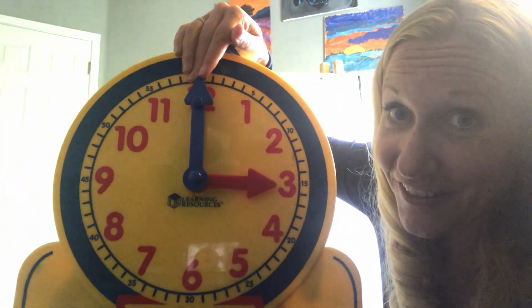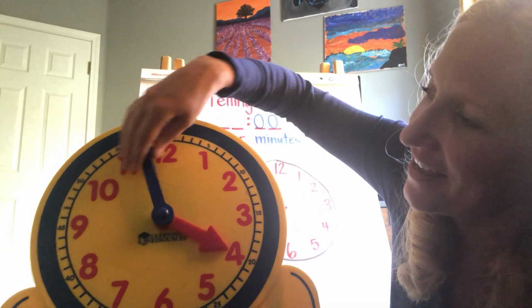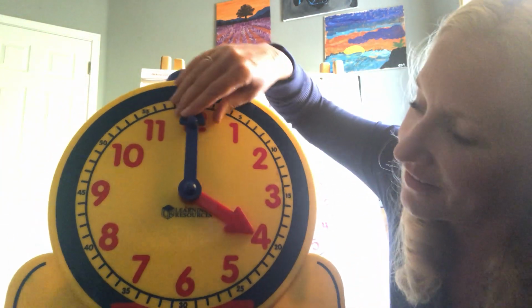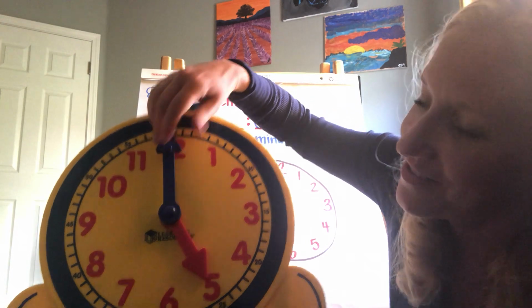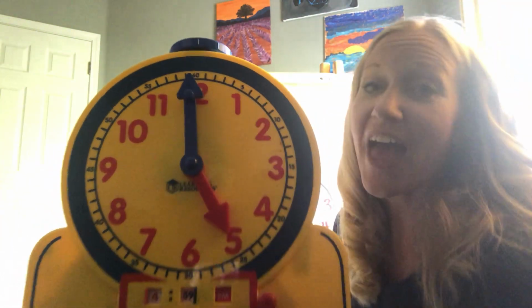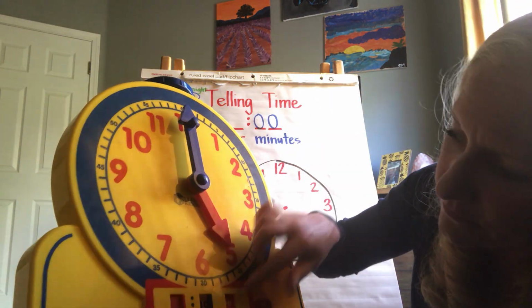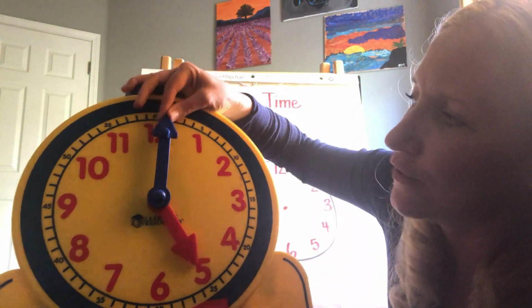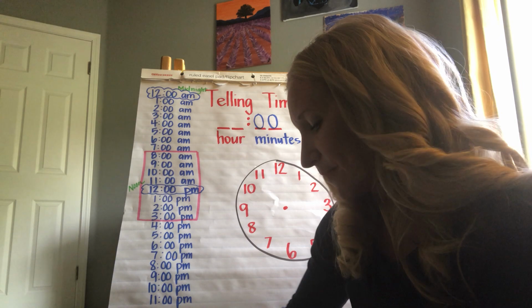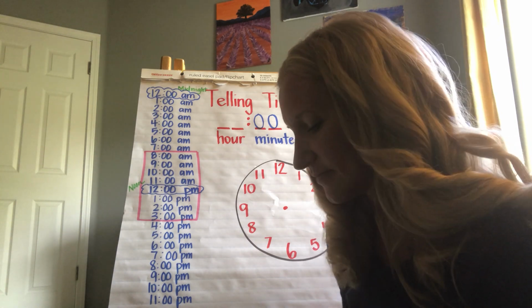Ta-da! 3 o'clock. Ta-da! 4 o'clock. Ta-da! 5 o'clock. So the hours are pretty easy to tell on this kind of clock because we know that the hour hand is red and we know that that big blue minute hand has to go all the way around. So let's see, I'm going to give you one while you can't see it.